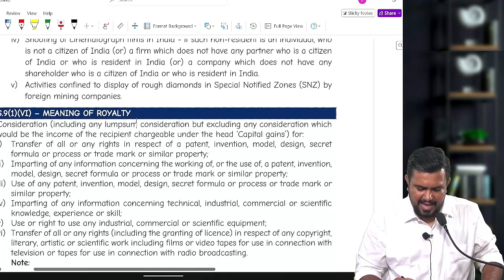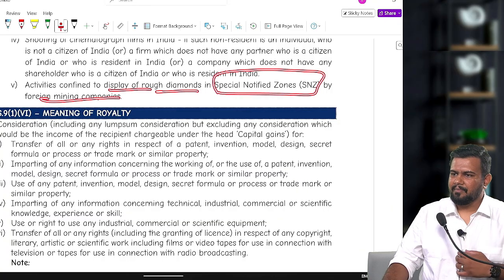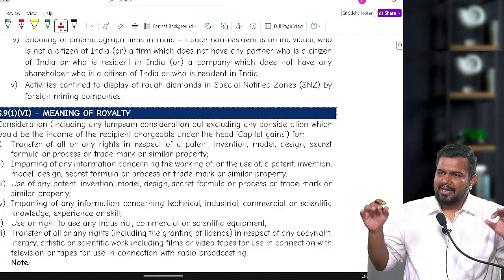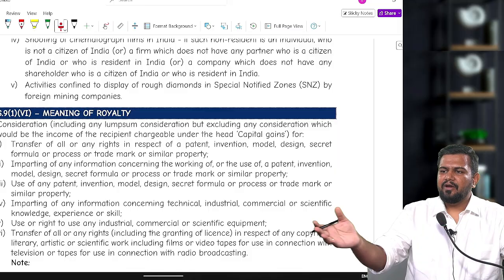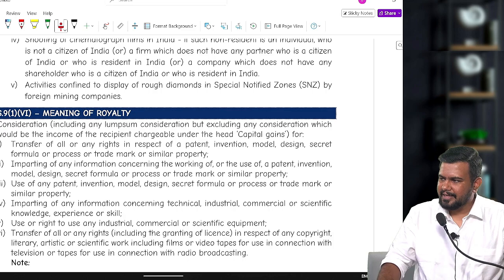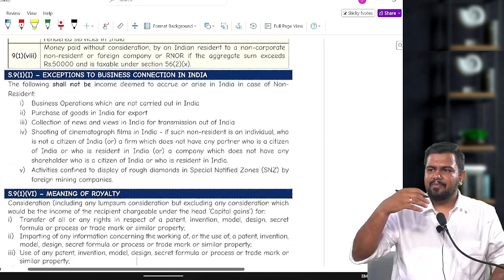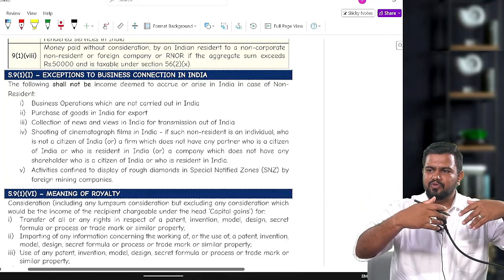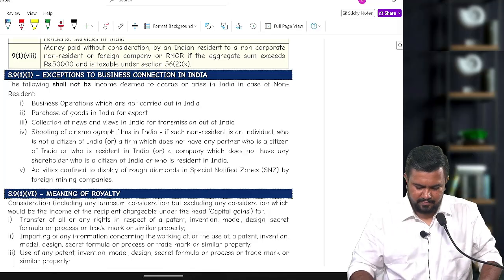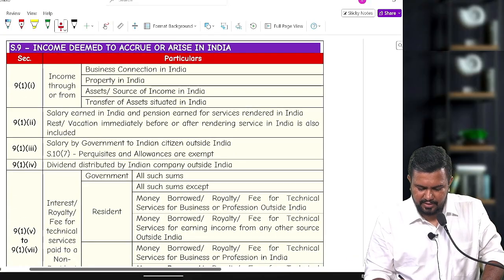Then last one, activity confined to display of rough diamonds in a special notified zone by a foreign mining company. So in India, the government will have some special notified zones. In that notified zone, if there is a display of diamonds, that is exhibition of diamonds by foreign mining companies, it will not be considered as business connection. For example, in Surat, there is the biggest diamond bourse. So all the foreign mining companies will come to Surat and display their rough diamonds. In such case, it will not be considered as business connection. So these are the 5 points where there is no business connection. Then next, business connection is over.